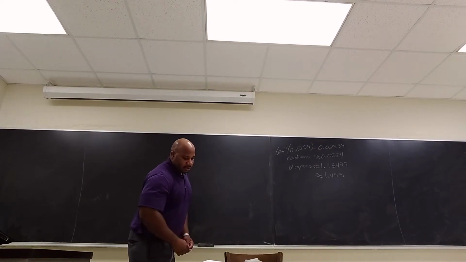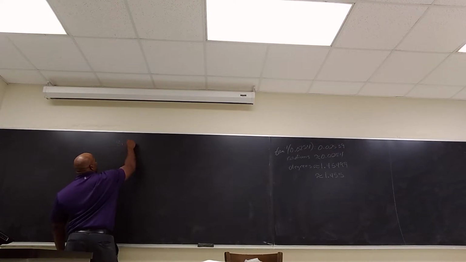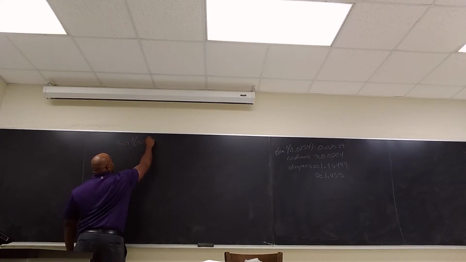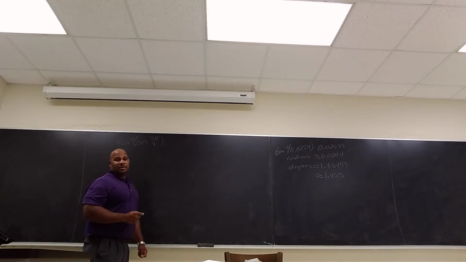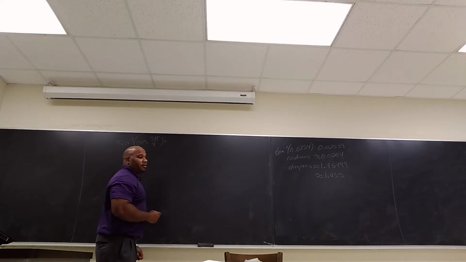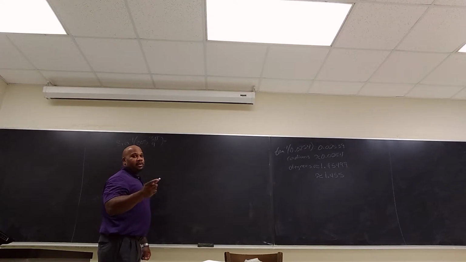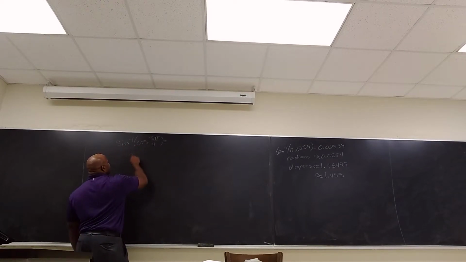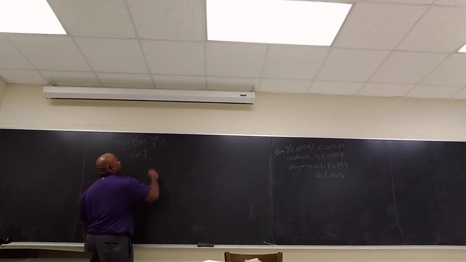So the next one, it says, I want sine inverse of cosine of 3 pi over 4. Guess what? Just put it in the calculator, just like that. Now, if you really want to know what's going on, cosine of 3 pi over 4 is 135 degrees. That's got to be negative square root of 2 over 2.